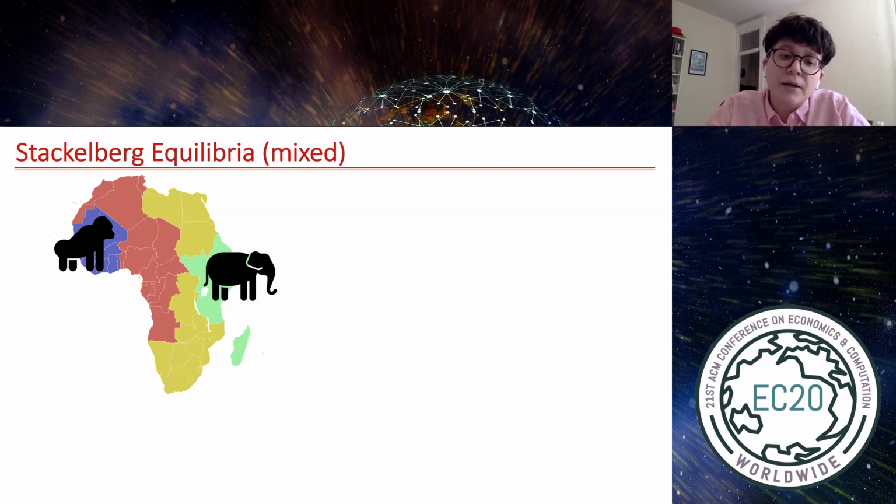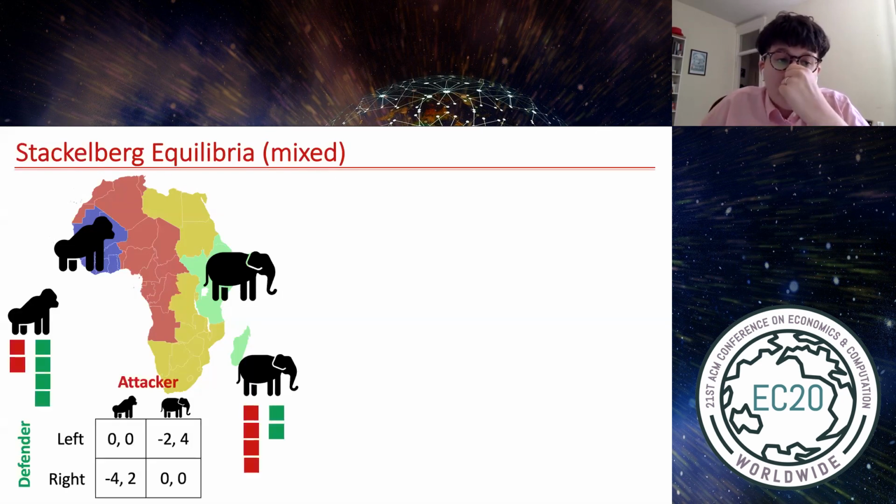And you're trying to decide how to allocate your resources in a way that gives you the most gain. And what does gain mean, really, in this world? Well, it's really a game that you, the defender, play with attackers. And this table encodes the payoffs of the game. This means what happens if I deploy my resources left, so to protect the gorillas, and what happens if I deploy my resources right to protect the elephants.